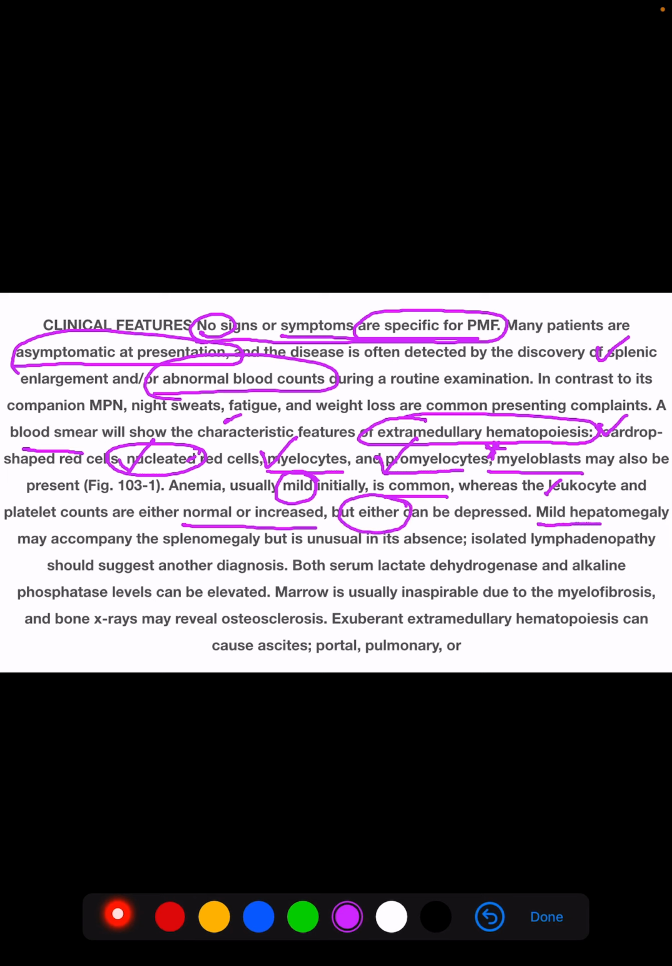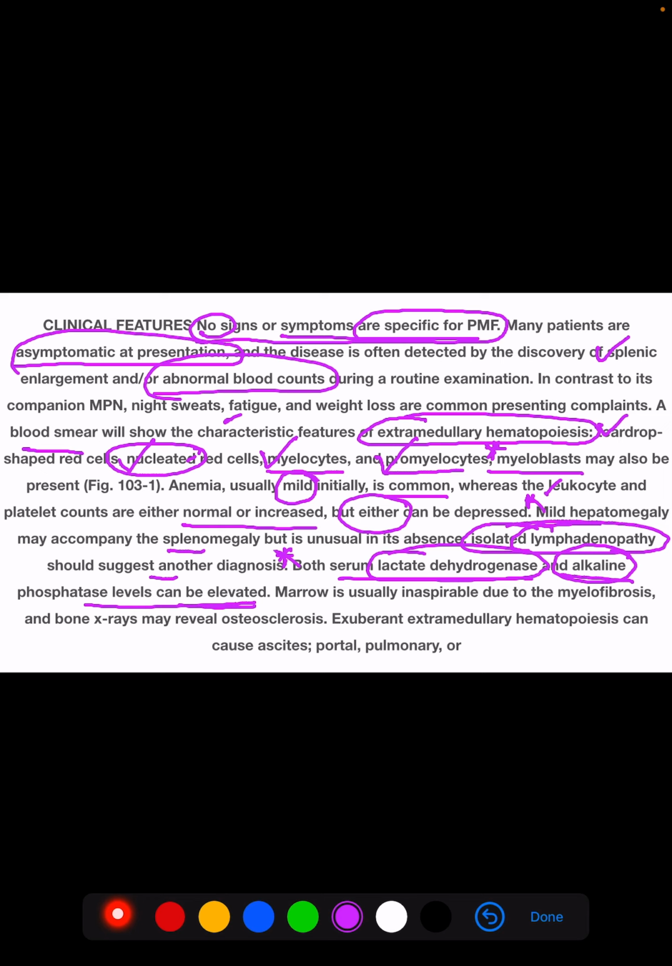Mild hepatomegaly may accompany the splenomegaly but is unusual in its absence. Isolated lymphadenopathy should suggest another diagnosis. And both serum LDH and alkaline phosphatase levels can be elevated.